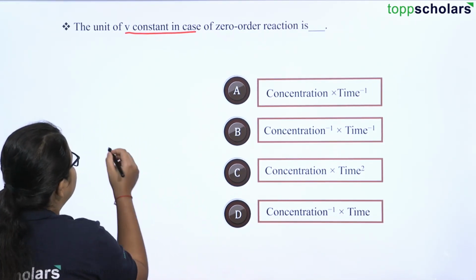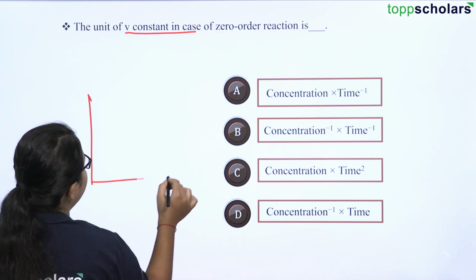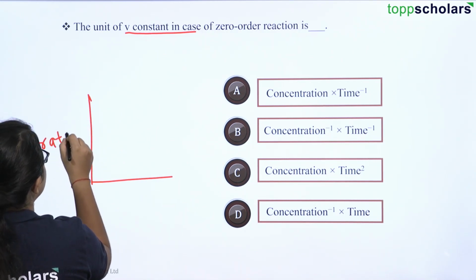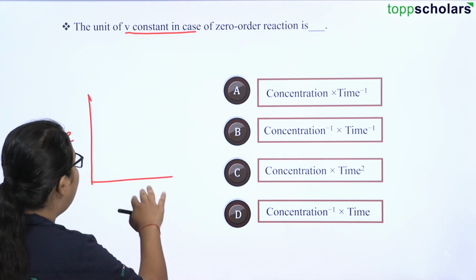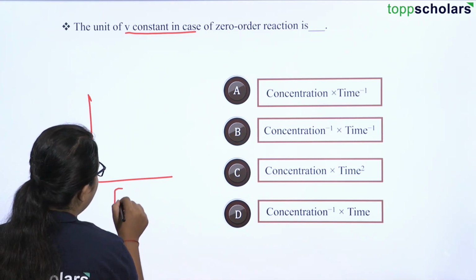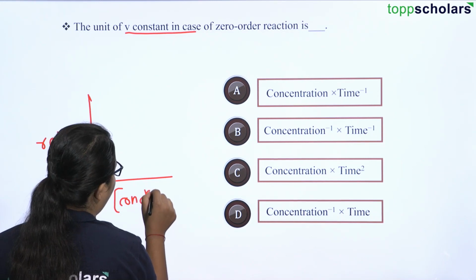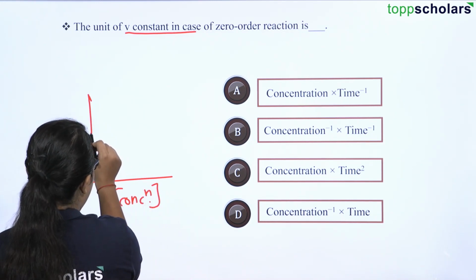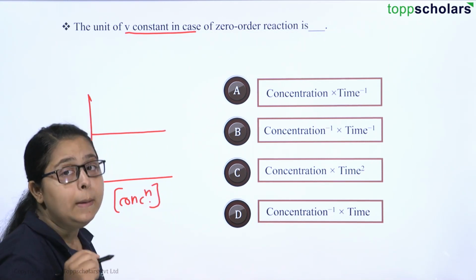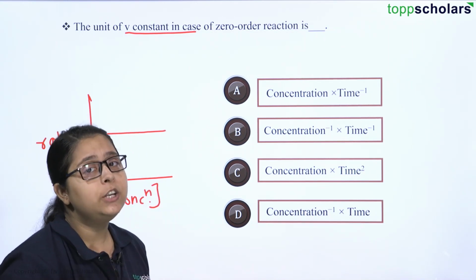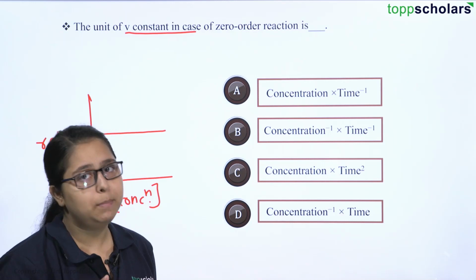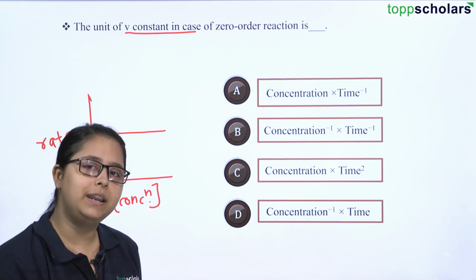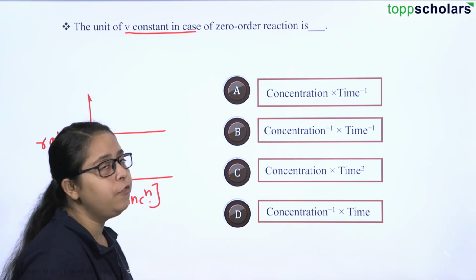Now, if you remember this zero order reaction, then we can plot a graph wherein over here on y-axis we will have the rate and on the x-axis we will have the concentration of, obviously, reactant. Okay. Now, this graph will be having a straight line, meaning that the rate of zero order reaction is not dependent on the concentration of reactants. Okay, it is independent of the concentration of reactants.